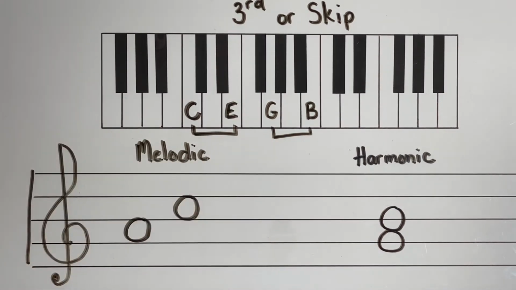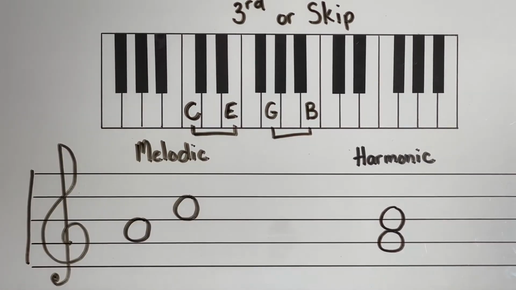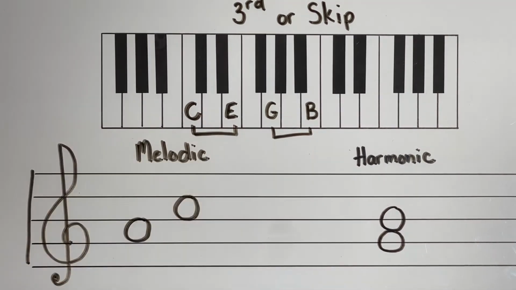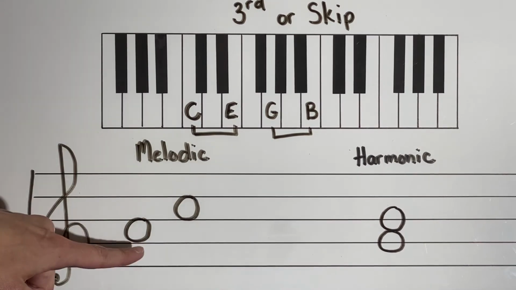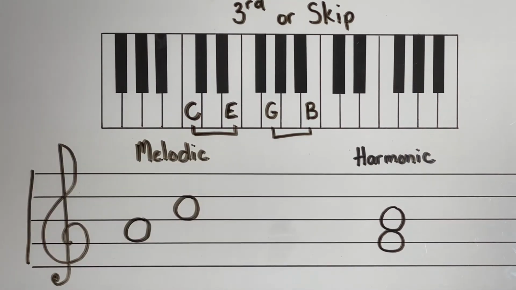You always want to make sure you're listening to the directions and reading the directions as you're doing it. Sometimes they'll tell you exactly what note they want you to write. I have what kind of notes here? What are these notes that I've written? I have written whole notes for my example. I could very easily use half notes or quarter notes or eighth notes, but for my example, I've chosen to write whole notes for my example of thirds or skips.